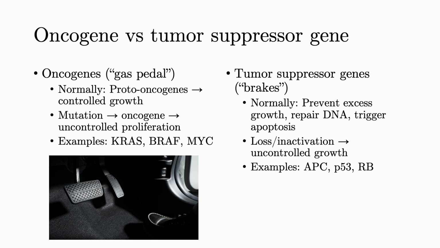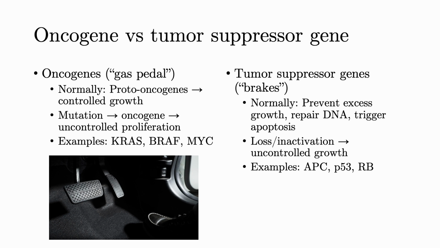Tumor suppressor genes, on the other hand, are like the brakes. They normally prevent cells from dividing too quickly, repair DNA damage, or trigger apoptosis if the damage is irreparable. If these genes are inactivated or lost, the brake fails and cells can grow uncontrollably, also leading to cancer. Examples are the APC gene, the p53 gene or guardian of the genome, and the retinoblastoma gene.